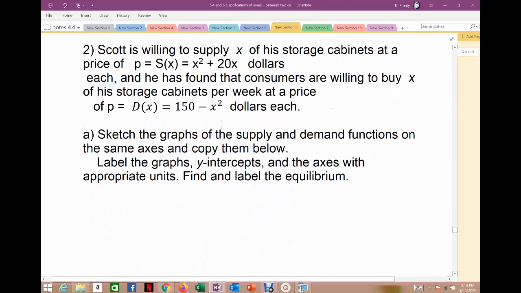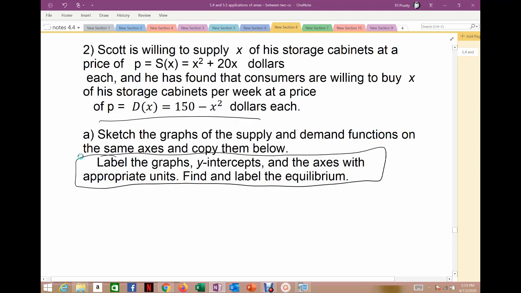Alright, next example. We've got Scott, who's willing to supply x of his storage cabinets at a price given by that supply equation. He found that the consumers, the buyers, are willing to demand x of his cabinets at a price given by this price-demand equation. Alright, sketch the graph. Again, this is what we're looking for. This is typically how I word it on the test and worksheets. Label your graphs, your intercepts, your axes, and find and label your equilibrium.